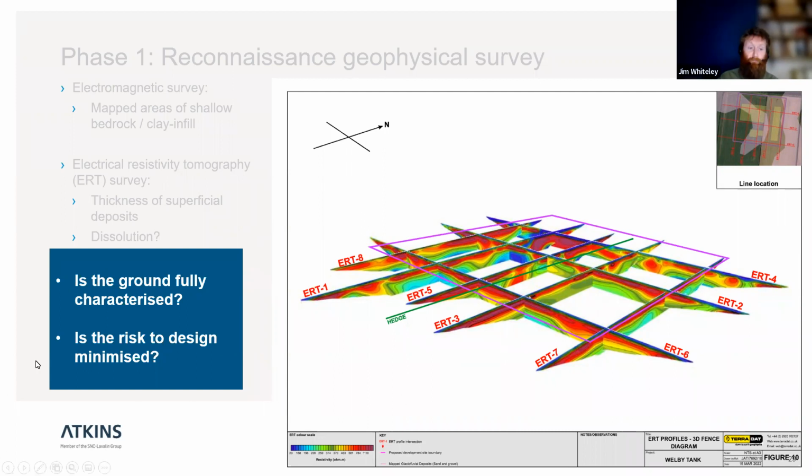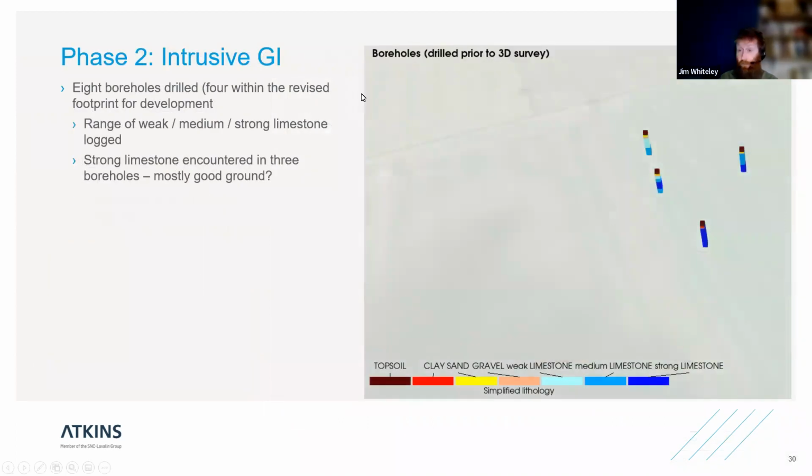So I said the next phase was to go and do some intrusive investigation, again just focusing on the field to the east here. Eight boreholes were drilled in total that fall within this field to the east. The boreholes logged a range of superficial gravels and various other clay-rich materials down to about 2 to 3 meters. And then underneath that, limestone in various states. In the south here, dark blue represents an area of very strong limestone as logged, and then varying degrees of strong and medium limestone before we get to the north, where you've got much weaker and medium limestones.